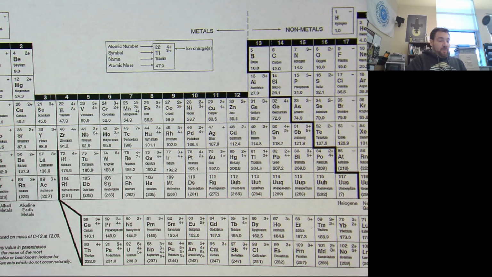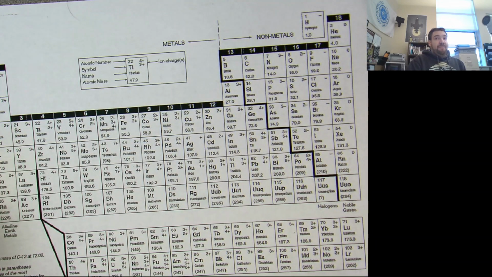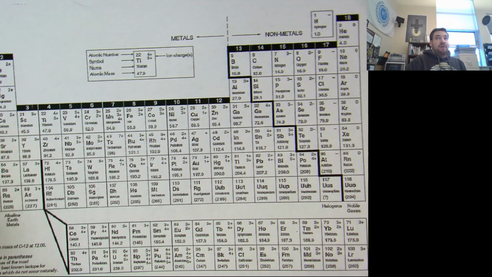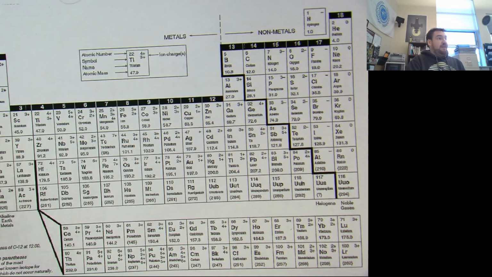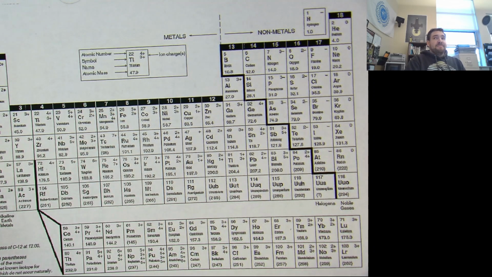Otherwise, I've got one on the inside front cover of this package, and I've got another one that I'm going to be handing out when we get to reviewing naming of all of these compounds and chemicals. That is shaded a little bit differently, but for now, this is the one that you've got, unless you have that big one.